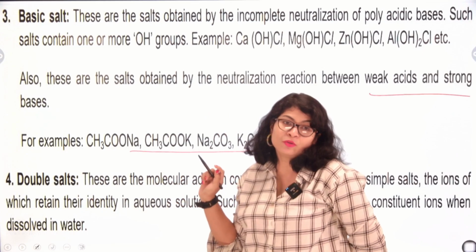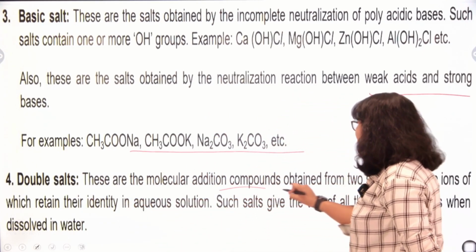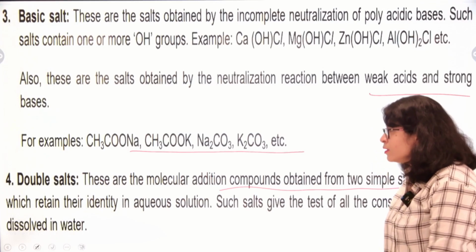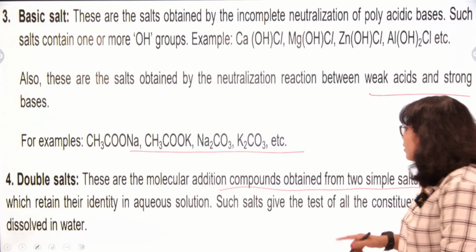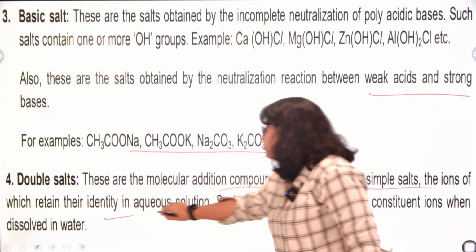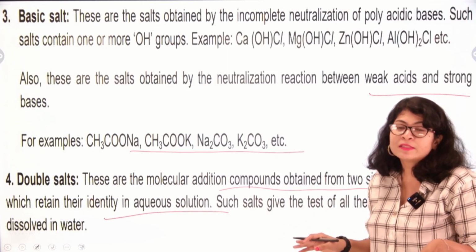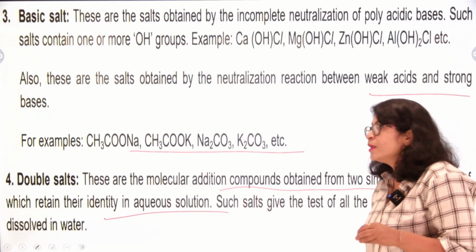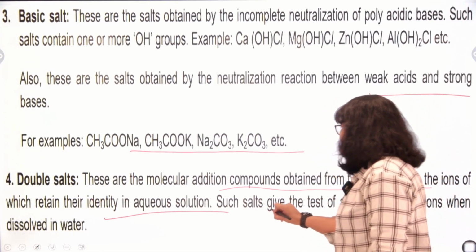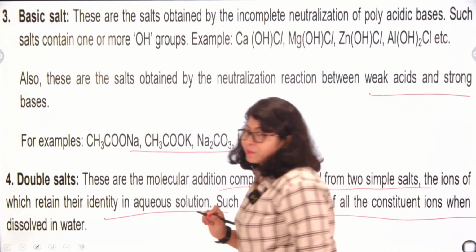Now, the important thing to note here is a double salt. Double salts are molecular addition compounds obtained from two simple salts. Here what happens, two simple salts combine with each other and retain their identity in aqueous solution. Okay, when they break off into their respective ions in aqueous solution, they don't lose their identity, but they are retaining their identity in aqueous solution.